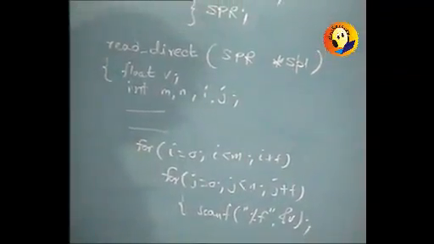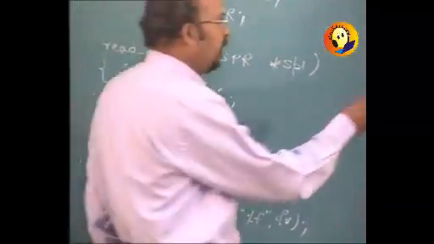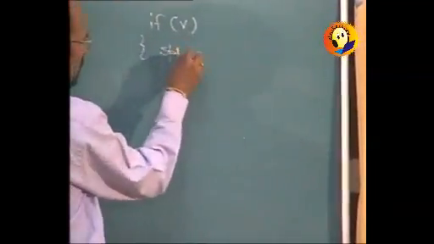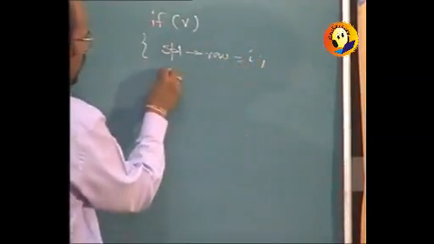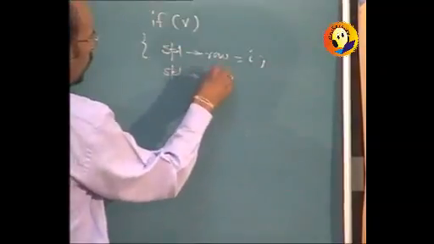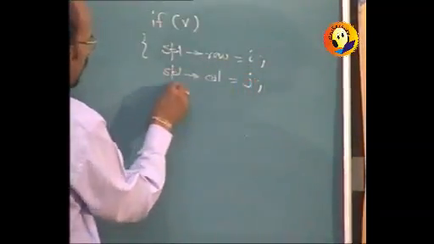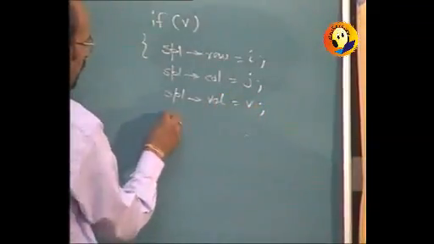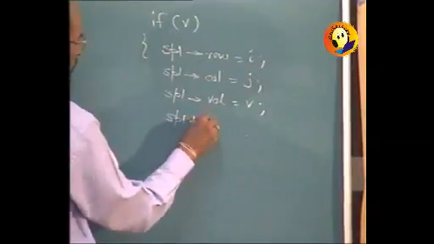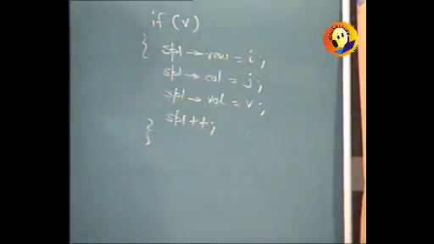Was it sp1 square bracket k1 dot row equal to I? So instead of that, now it will be sp1 arrow row equal to I, sp1 arrow column equal to j, sp1 arrow val is equal to v, sp1 plus plus, and this is over.